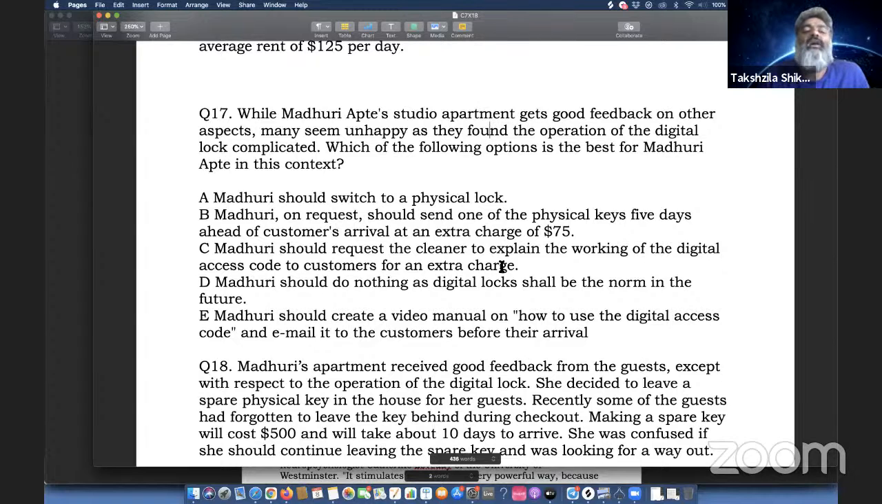Option A, Madhuri should switch to a physical lock. B, Madhuri, on request, should send one of the physical keys 5 days ahead of customer's arrival at an extra charge of $75. C, Madhuri should request the cleaner to explain the working of the digital access code to customers for an extra charge. D, Madhuri should do nothing as digital lock shall be the norm in the future. E, Madhuri should create a video manual on how to use the digital access code and email it to the customers before their arrival.